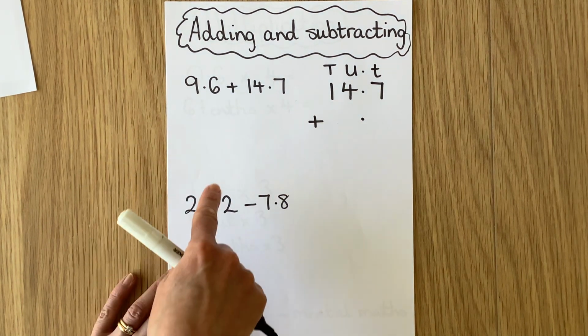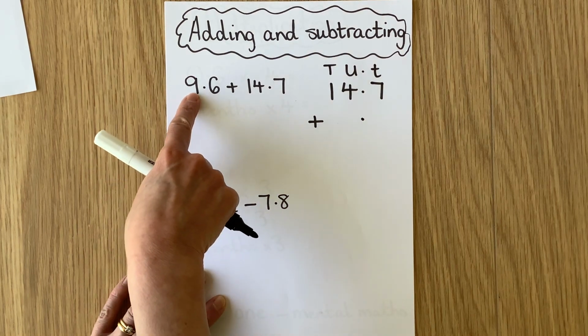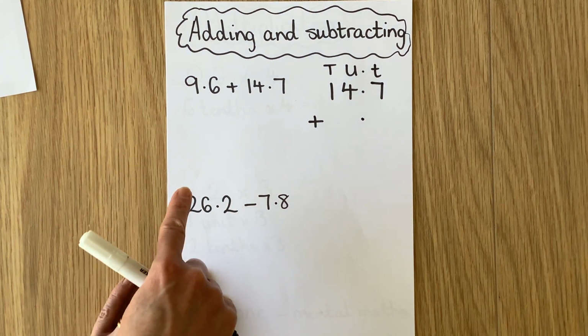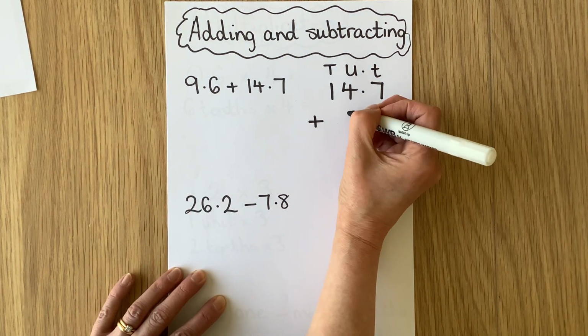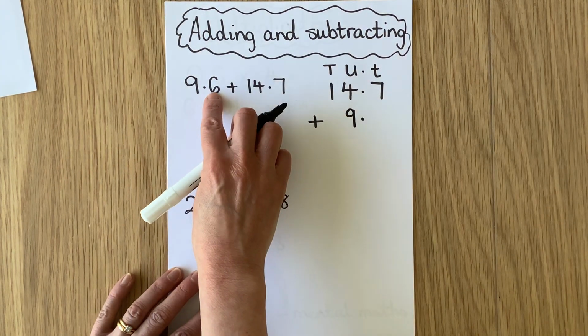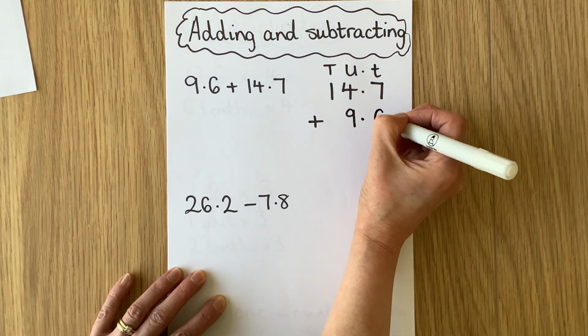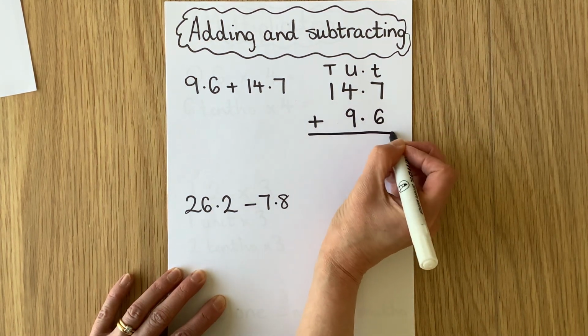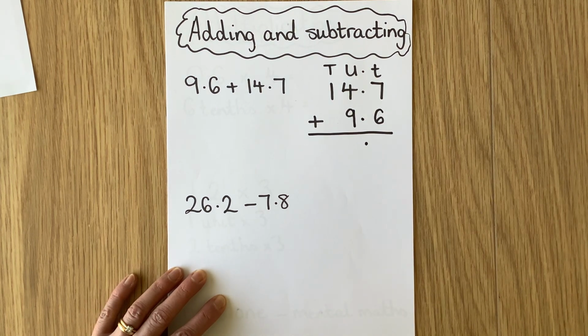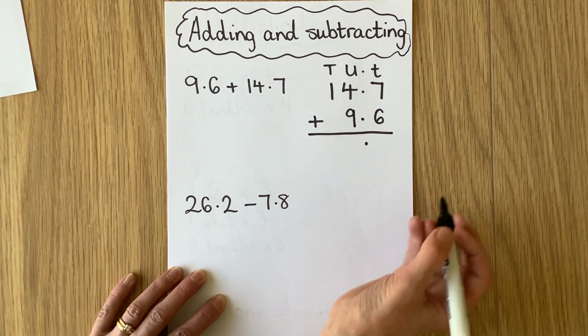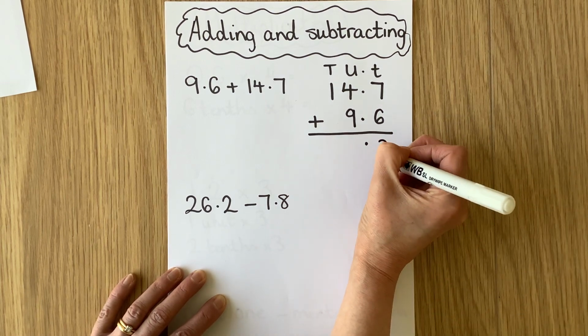So as we learnt before half term, it's really important that we think about the place value of our numbers. So the 9 is the number before the decimal point, it's the units number. The 6 is the tenths. And draw my line, and what's really important is I put my decimal point into the answer before I do my adding. So 7 add 6 is 13.